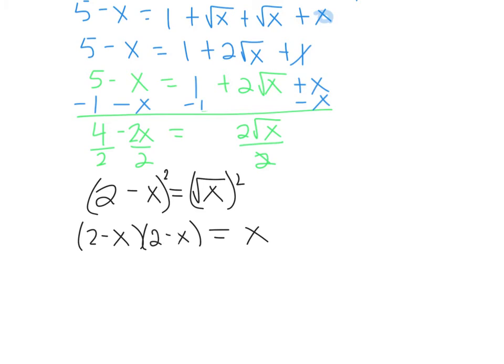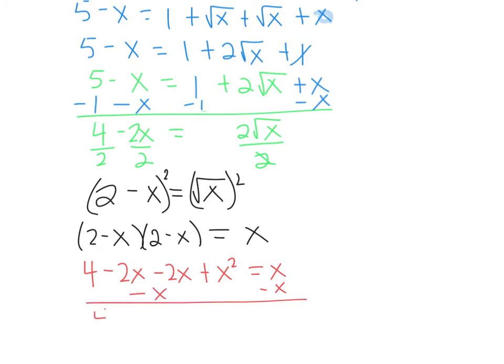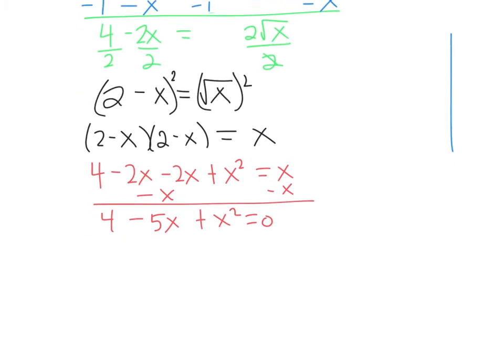And now we distribute again. So 4 minus 2x plus x squared equals x. And remember, we have to move everything to one side. So 4 minus 5x plus x squared equals 0. And just like last semester, we are going to factor.